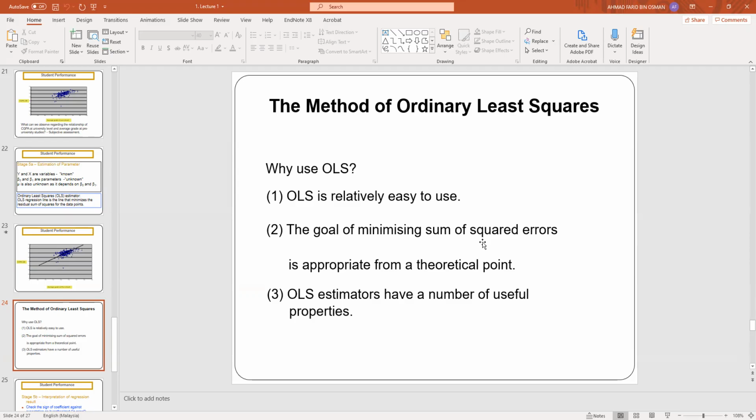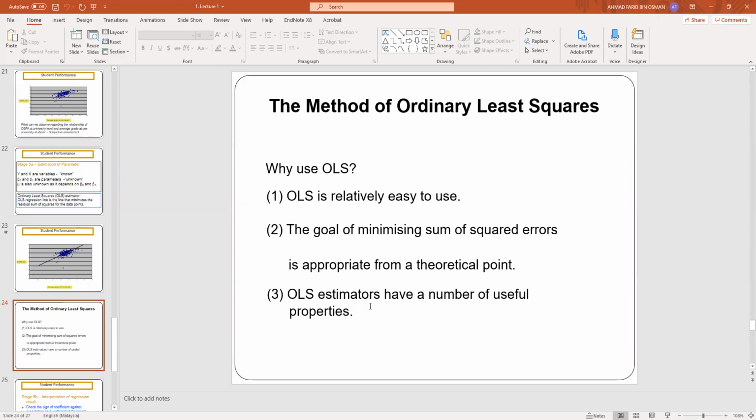But of course, in this case, we cannot minimize the sum of errors because positive errors will cancel out negative errors, so we find the line that gives us the smallest value of the sum of squared errors, by minimizing the sum of squared errors. And then the last one: the ordinary least squares estimator has a number of useful properties. For example, one of the useful properties is that the ordinary least squares estimators are unbiased estimators.